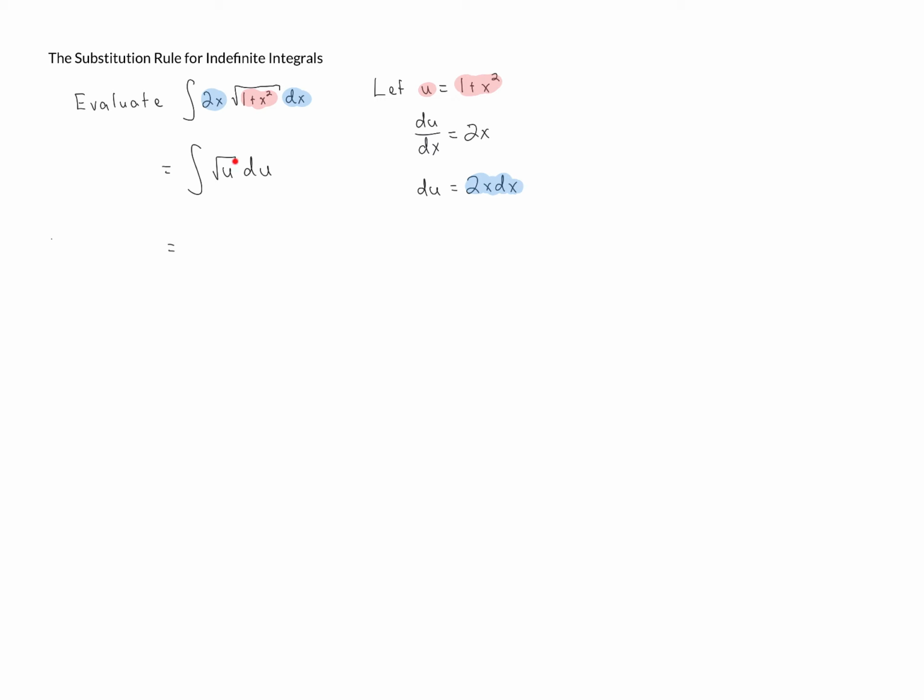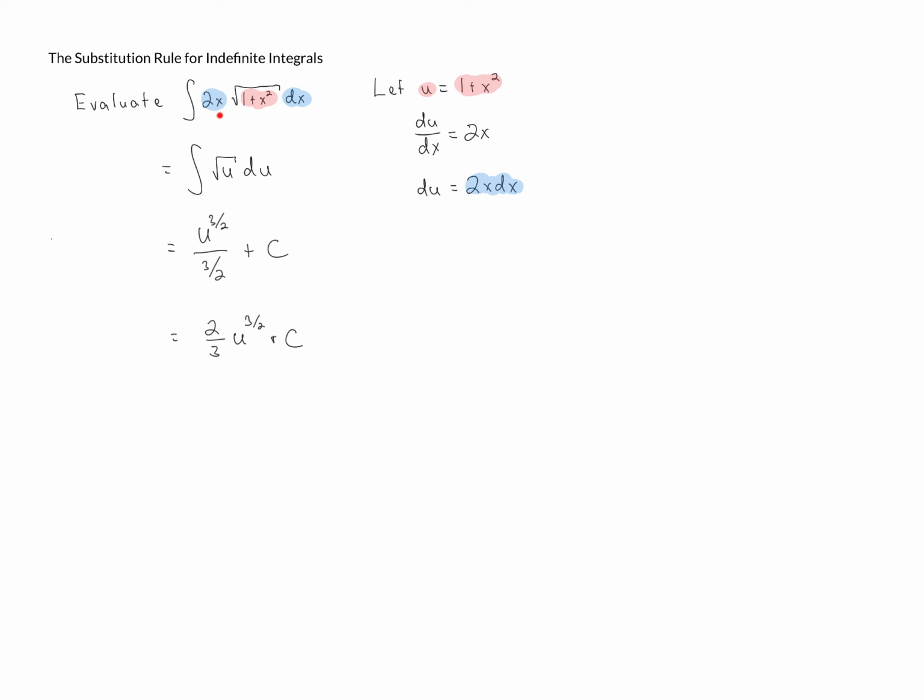This is the same as u to the 1/2, and we know that the antiderivative of that, or the integral of that, is u to the 3/2 over 3/2 plus a constant. Now we know that dividing by 3/2 is the same as multiplying by 2/3, so this is the same as 2/3 u to the 3/2 plus a constant. But we cannot leave our answer like this. Can you see why not?